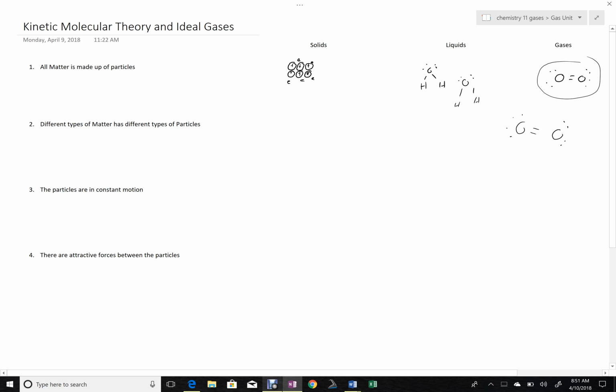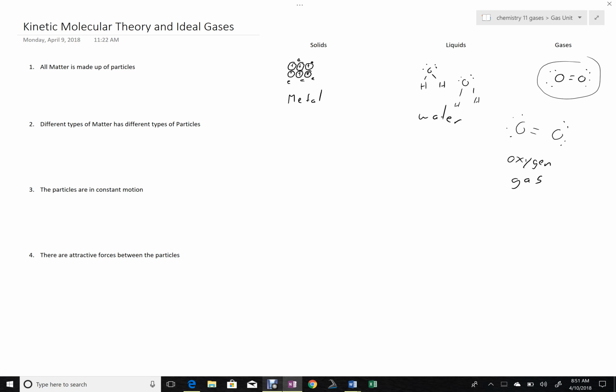So these are what the particles look like in a metal. This is what it looks like in water, and this is what it looks like in oxygen gas. So when we say something is a different substance, what we mean is that the particles that make up that matter are different types of particles.